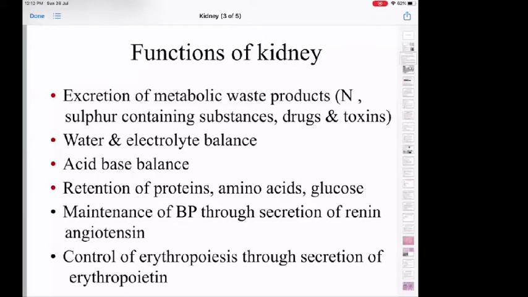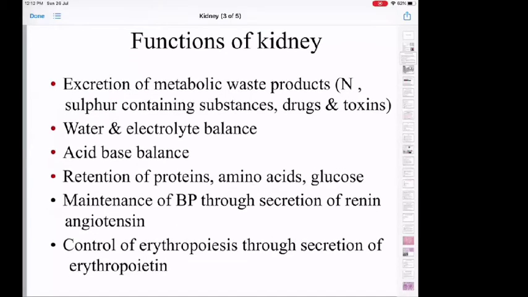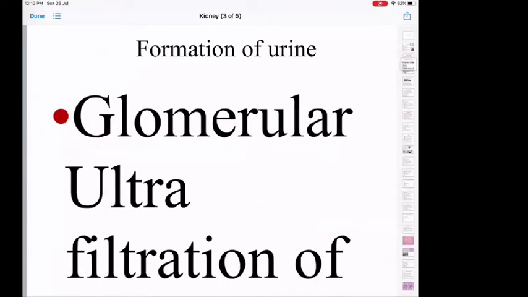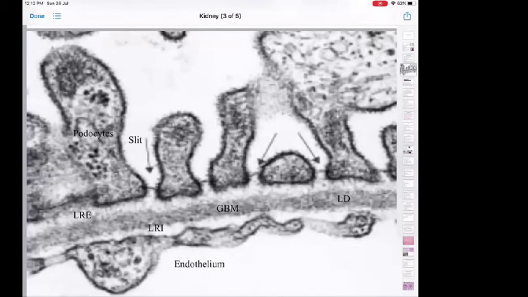One function is also the production of vitamin D. Here this is not written, but production of vitamin D is also important. So these are the functions of kidney. Now, formation of urine. How is the urine formed? By ultrafiltration. And the most important structure helping in ultrafiltration is the glomerulus. So glomerulus ultrafiltration of substances. The urine is formed by the concentrating abilities of nephrons.